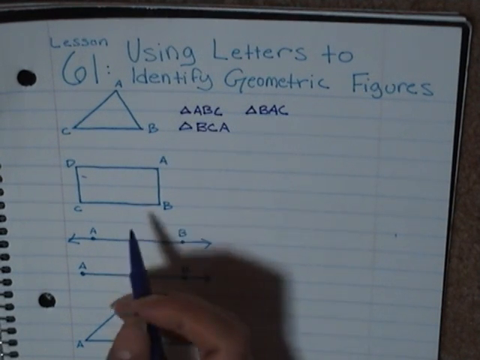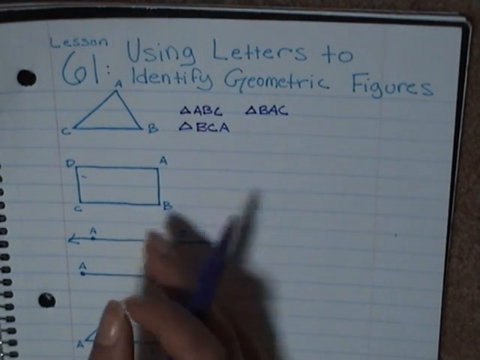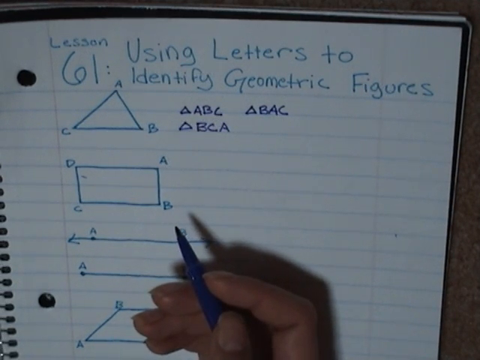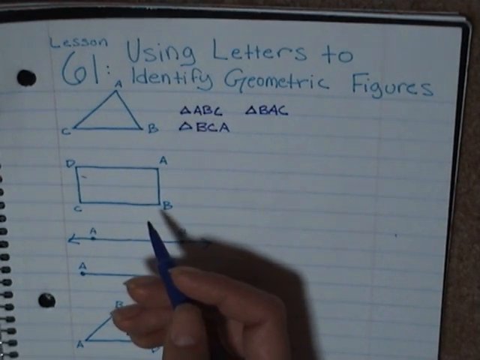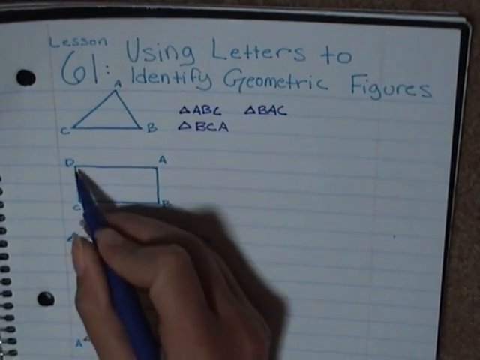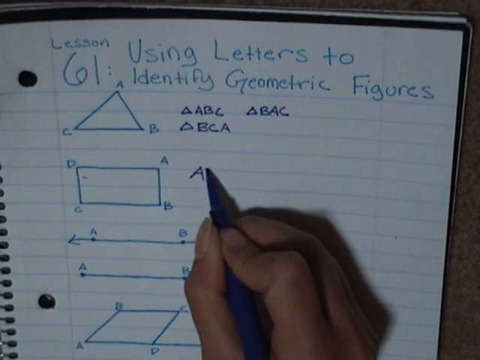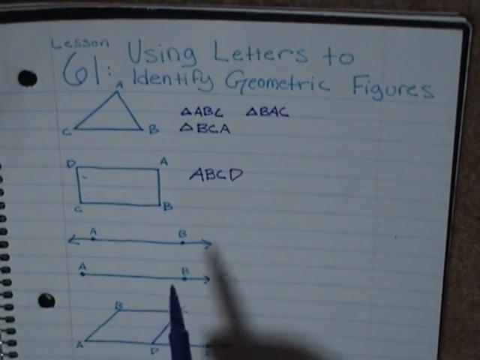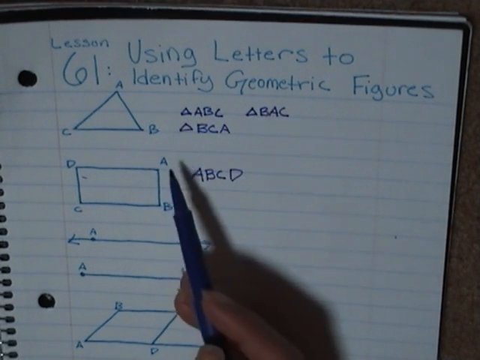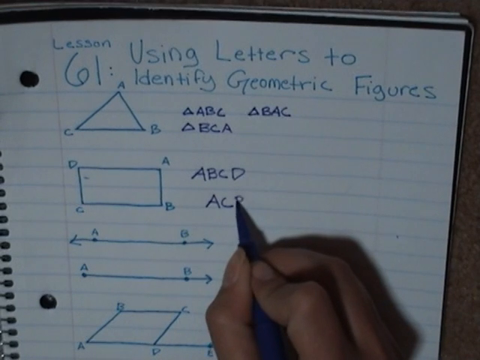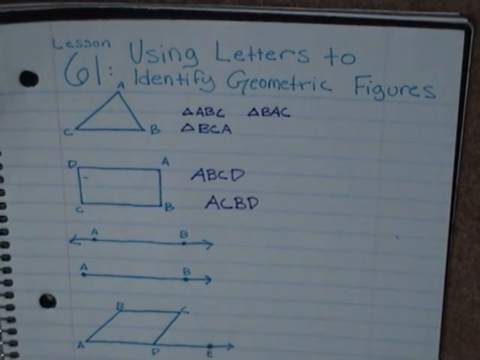And the same goes for when you are naming another polygon, and this one is a rectangle. So if I were to name this rectangle, I would put rectangle A, B, C, D. Now, if I were to tell you that I named this rectangle ACBD, why would that not work?